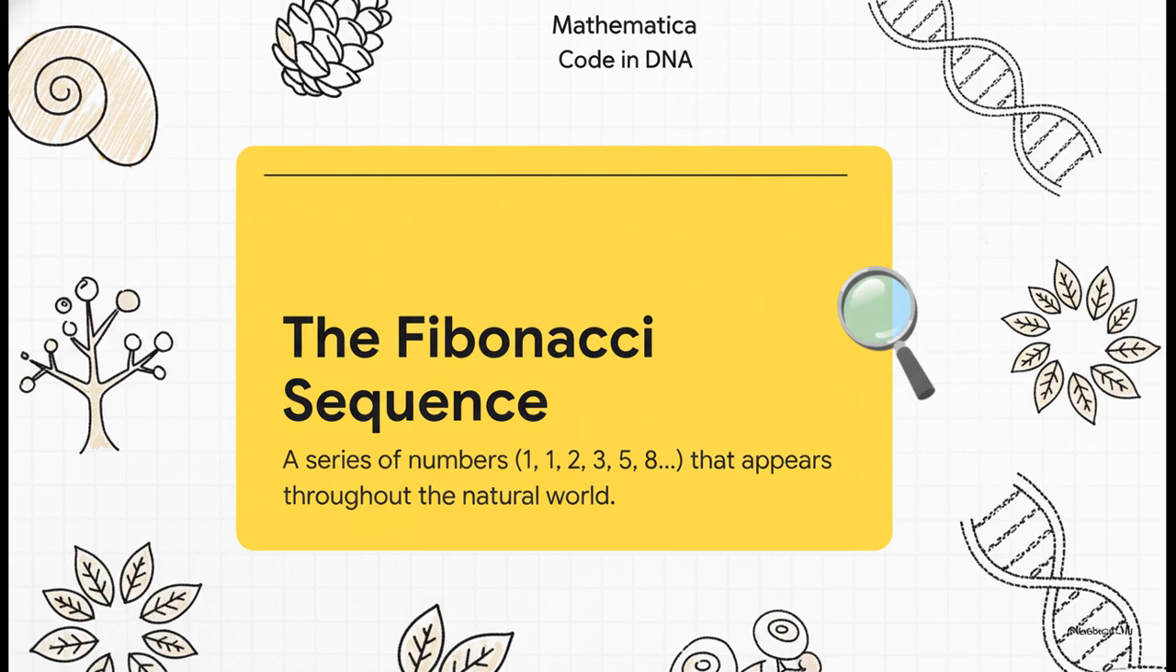The second key tool, the Fibonacci sequence. You probably remember this one. You get each number just by adding the two before it. And what's so incredible is that this simple little pattern shows up everywhere in nature. It's in the branching of trees, the spiral of a pine cone, even galaxies. It's almost like a mathematical signature that nature loves to use.